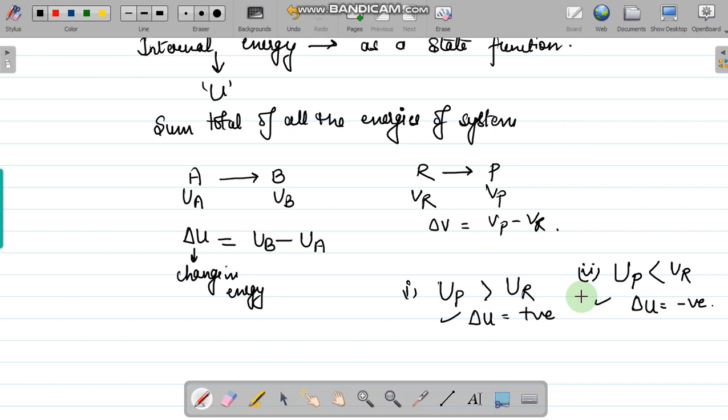So this internal energy is going to be called a state function, means that this delta U, this change, depends upon the initial state, your reactant, and the final state, and it is independent of the path. It does not matter to us how this reactant is converted into a product. We are bothered only about what your final state was and what your initial state was.